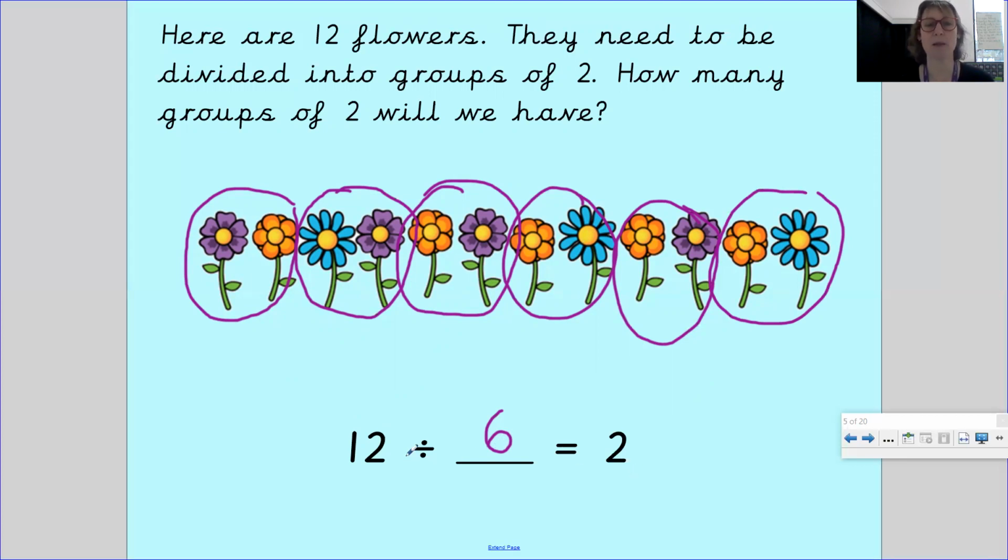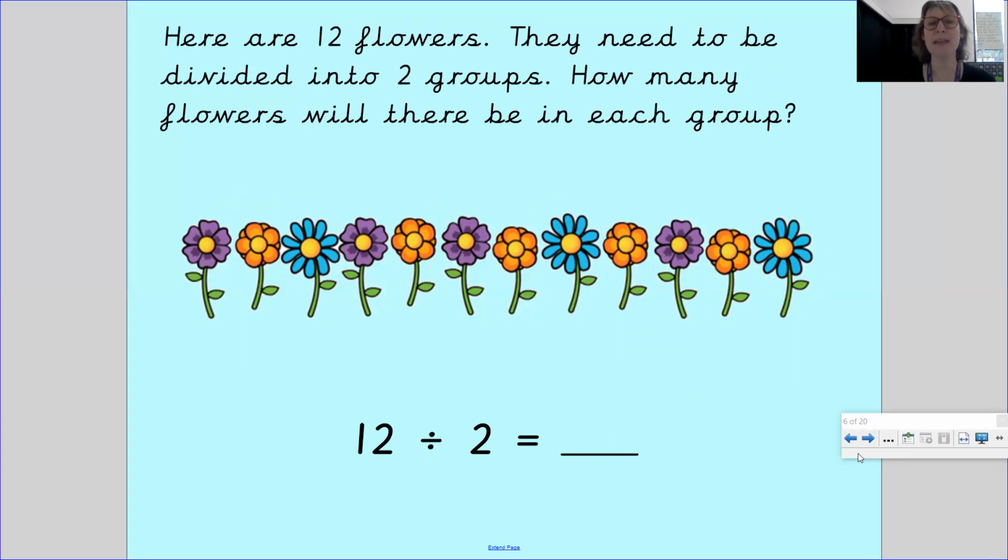Can you say, let me say it first, and then you can say it with me. 12 divided by 6 equals 2. So can you say that with me? 12 divided by 6 equals 2. Well done. Now we've got 12 flowers, and we're going to divide them into 2 groups. So not groups of 2, 2 groups.